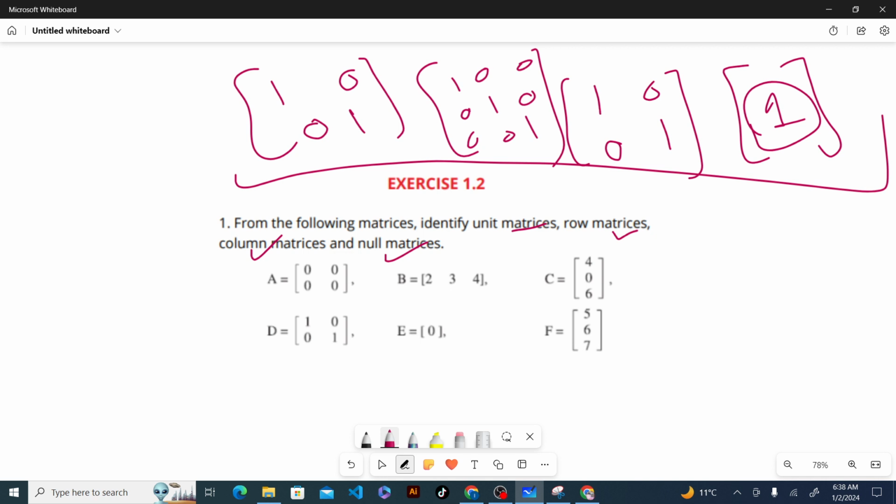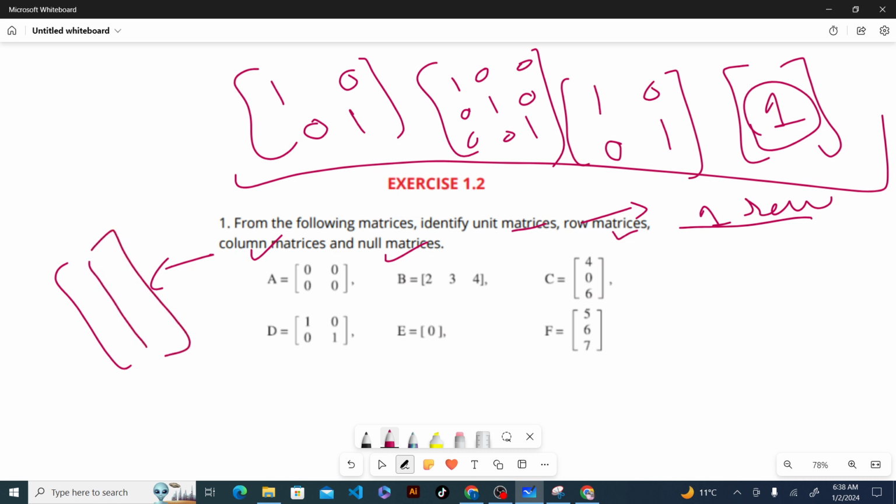Then row matrices. It is very obvious from the name. In a row matrix, we will have only one row. The matrix which contains only one row of elements will be called a row matrix. For a column matrix, we will have only one column. Only one column of elements in the matrix will be called a column matrix.